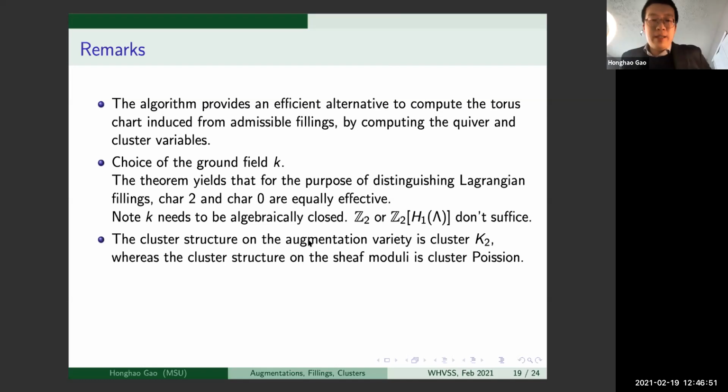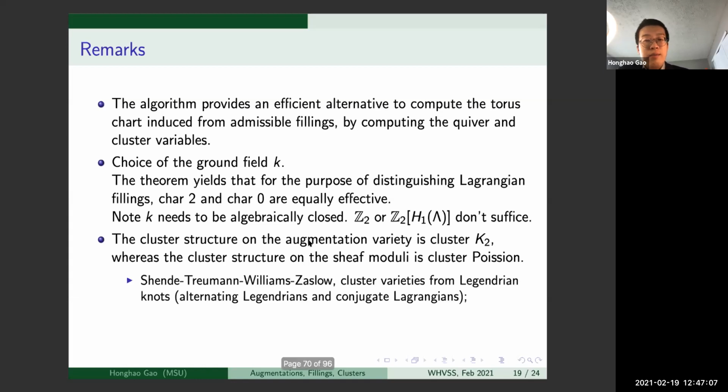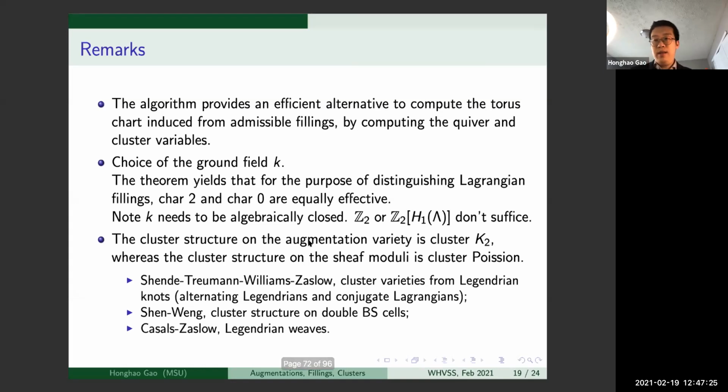The third thing I want to mention is that the cluster structure on the augmentation variety we talk about here is the cluster K2 structure, whereas in some of the previous literature, we mostly see cluster Poisson structures on moduli spaces of sheaves. For example, in the pioneering work of Shen, Treumann, Williams, Zaslow, they look at alternating Lagrangians and conjugate Lagrangians. See the cluster Poisson structure in the work of Shen and Weng on double Bott-Samelson cluster Poisson, and in the paper Lagrangian weaves, also cluster Poisson.